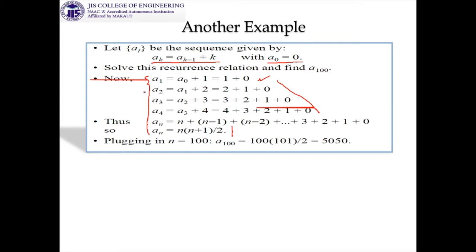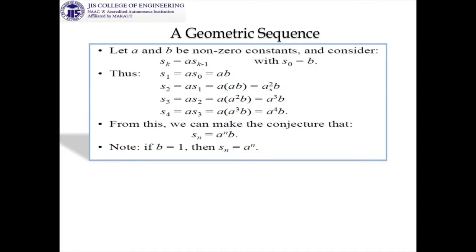So if the question is to solve this recurrence relation, this is the solution, and if the question is then to find a_100, we can put n equal to 100 over here, and a_100 can be directly calculated from this formula, and for that we don't have to depend on a_99, then a_98, a_97 and so on. So these are the benefits of this one. Then another geometric sequence, this is also given as s_k is equal to a times s_(k-1) with s_0 equal to b.